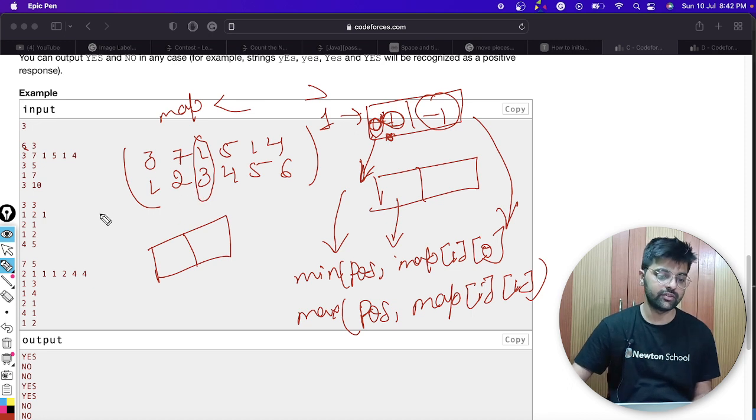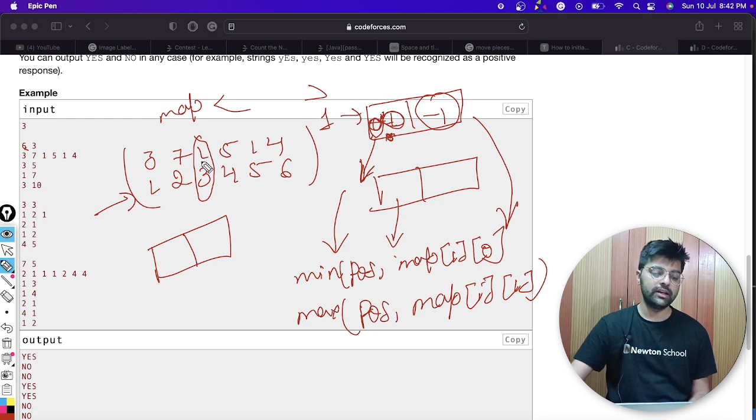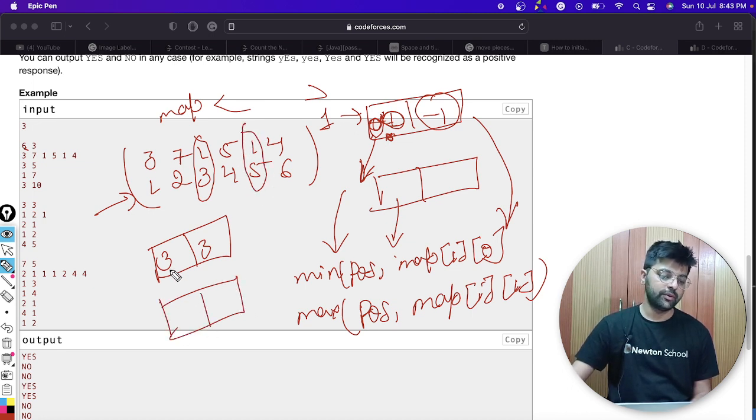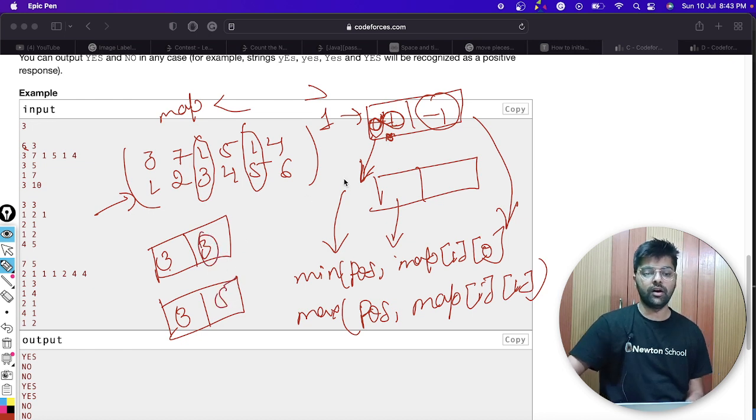Let's say I will iterate on this example. So presence initially it was infinity, minus one. Here position 3 comes, so the minimum of infinity comma 3 is 3 and the maximum of -1 comma 3 is 3, right? Next one will come, 5, so we'll have the minimum of 3 and 5, that will be 3, and the maximum of 3 and 5, that will be 5.